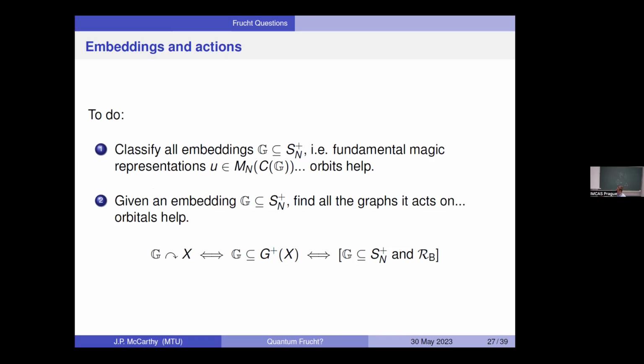Now, what does it mean for a compact quantum group? Now, this would actually have to be an embedded one.